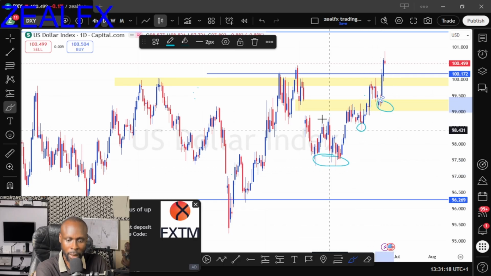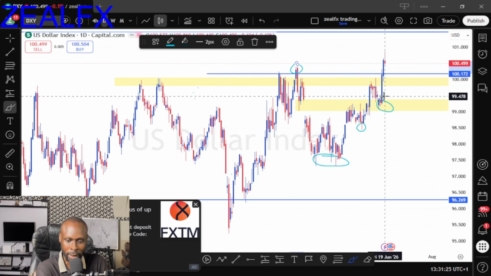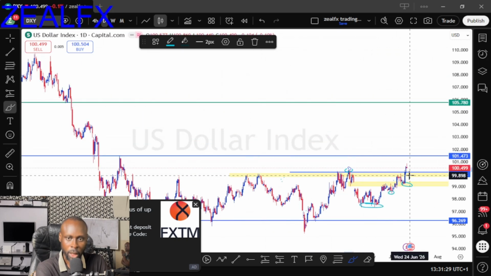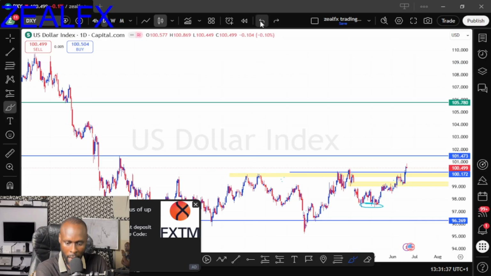You can see that price closed above this resistance level. We have price close above this resistance level, which shows that the dollar index has broken out of the sideways trend for this week. So long as the price has broken out of this sideways trend for the dollar index, our aim now is to look out for more buying opportunities for the dollar index.